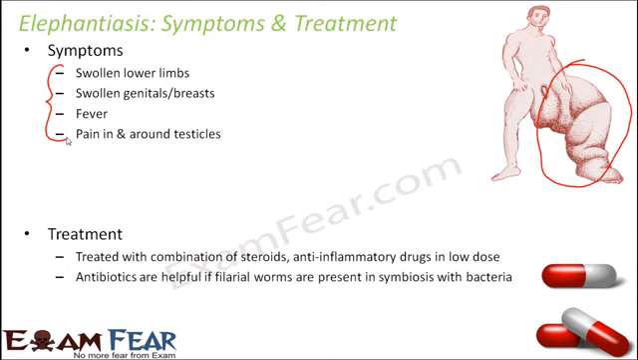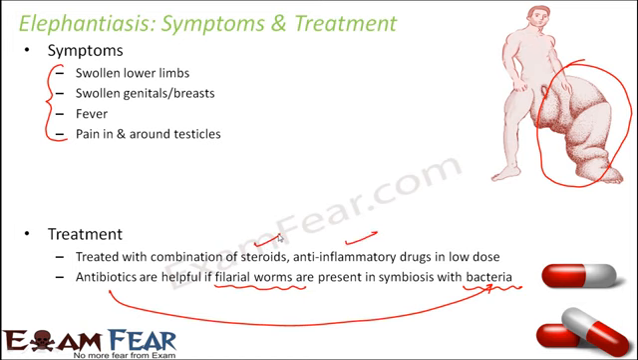Also, antibiotics are helpful if filarial worms are present in symbiosis with bacteria, because it has been seen that some of the filarial worms share a symbiotic relationship with bacteria. So wherever filarial worms are present, bacteria also live in relation to them. If antibiotics are given, they will help to get rid of the bacterial infection. So at least one thing will be gone. And for the filarial worms, the anti-inflammatory drugs and the steroids will help. But they have to be given gradually in low doses.